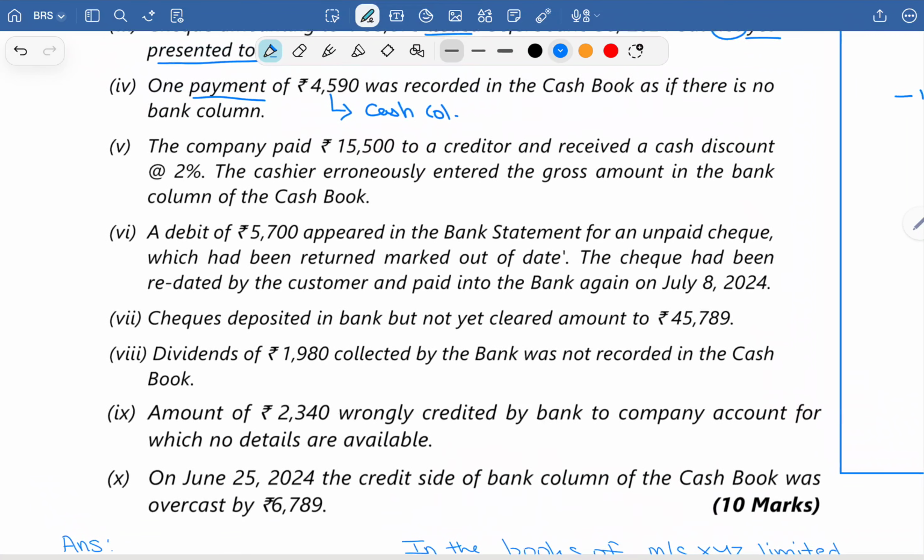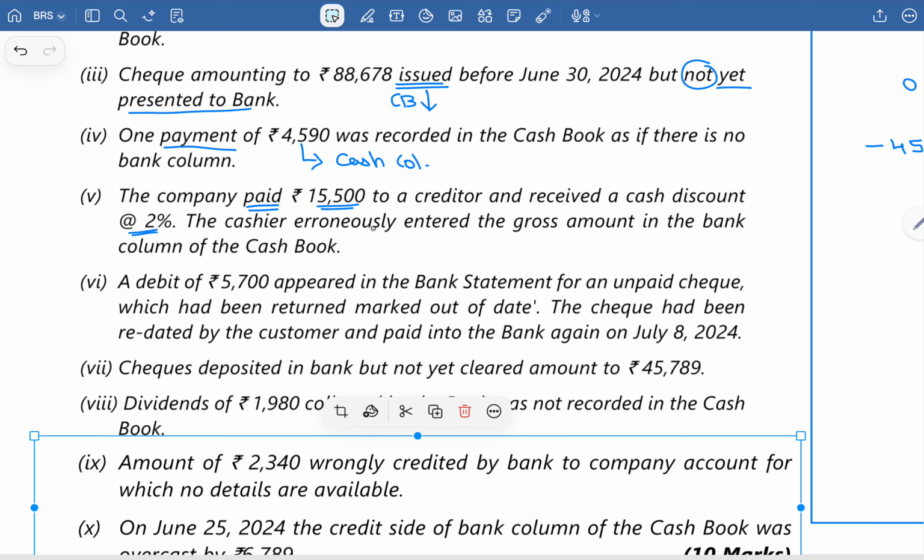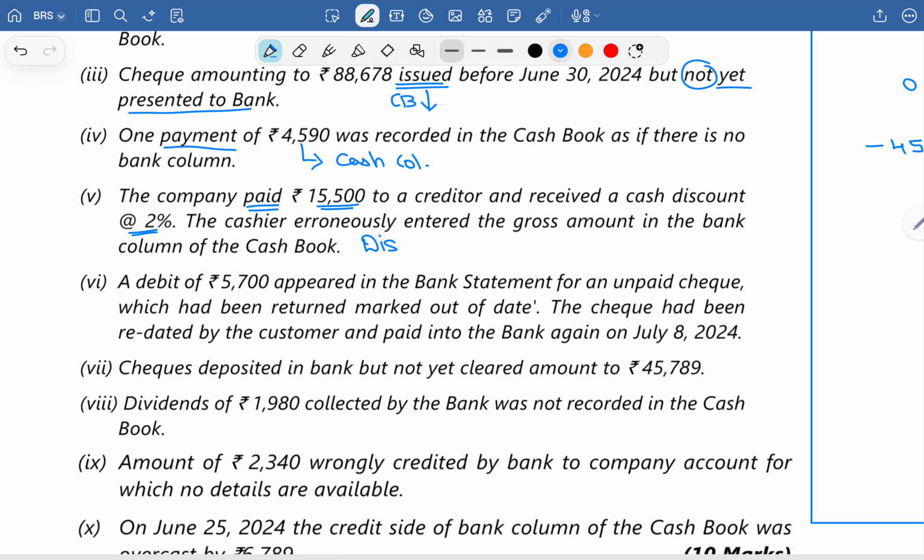Next one, adjustment number 5. Company paid means again there is a decrease of rupees 15,500 to a creditor and received a cash discount of 2%. So 15,500 into 2%, it is 310 rupees is the discount. So how much we have paid? 15,190 actually we have paid. So discount amount is, let me write it here, discount is equal to 310. So net amount paid is how much?